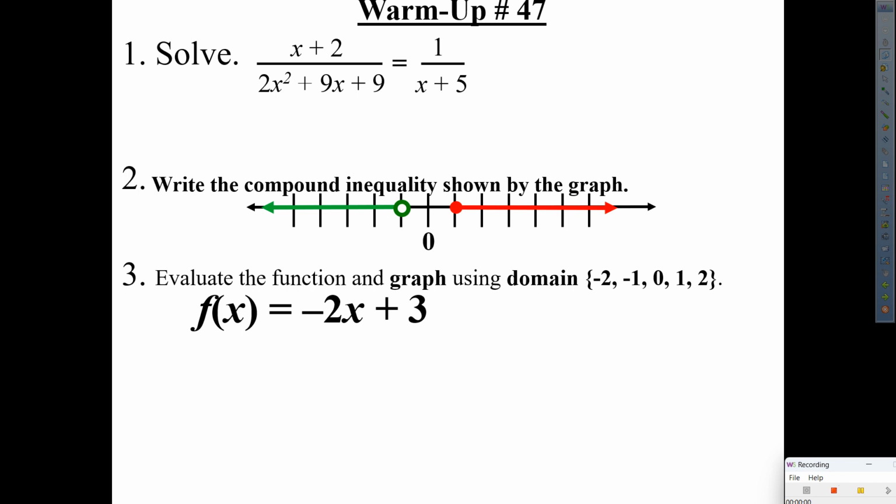Good morning, everyone. Welcome back to another exciting day of mathematics. Whoop, whoop. Warm-up number 47 is on the screen. Let's get started, please. How's everybody doing? Good? Cooler weather today, yeah?